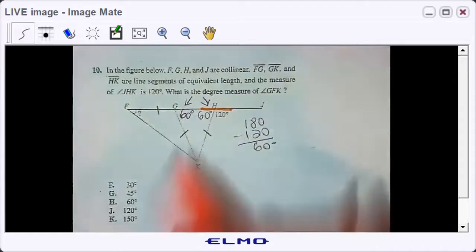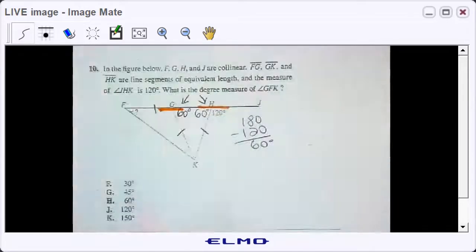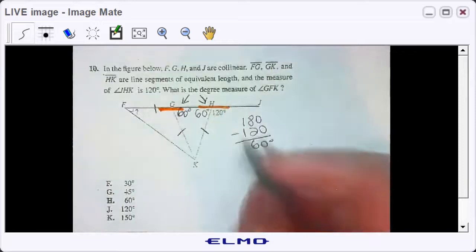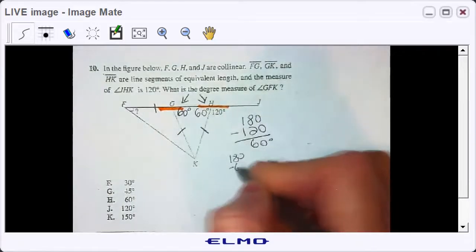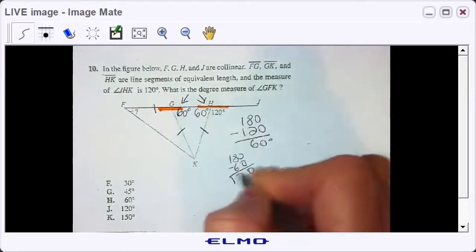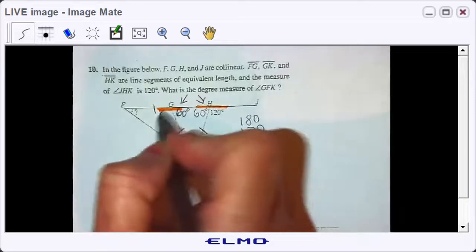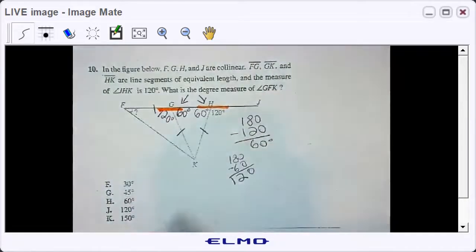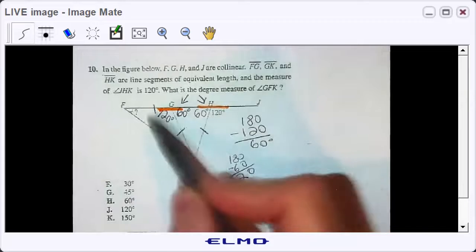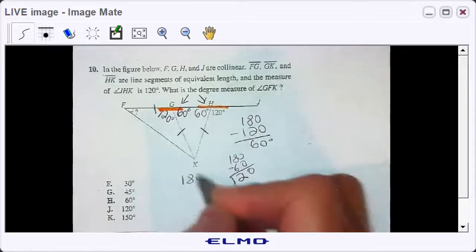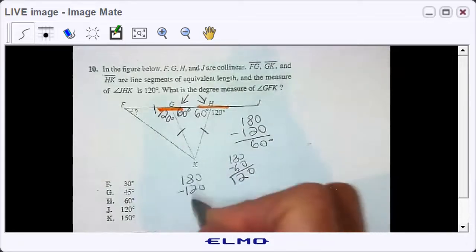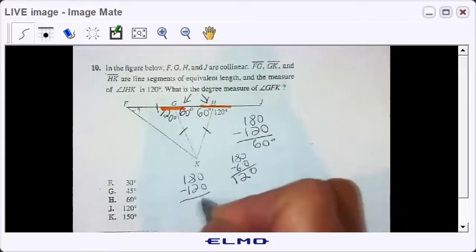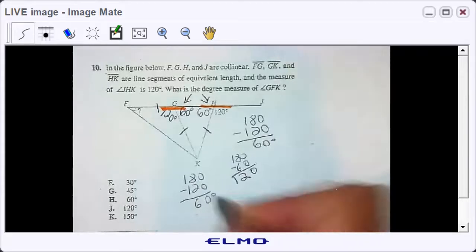Okay, now using another linear pair, so we're going to use this linear pair right here. Subtract 180 from 60, and we're going to get 120. So this is an obtuse triangle. And then, of course, in this triangle, we still have 180 for all the angles to add up to. So we can take the angle that we are given, 120, and subtract 180, and we get 60.